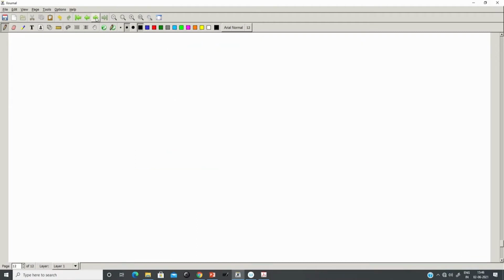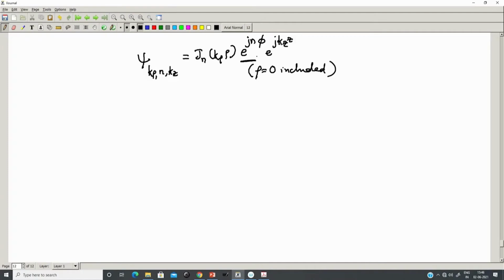In this case, the elementary wave functions will be of the form psi k rho n k z equal to J n k rho rho e to the power j n phi and e to the power j k z z, rho equal to 0 included. We have already encountered this function before as a solution to equation number 10, and we note that equation number 11 is pretty much of the same form as equation number 10. So, its solution is going to be e to the power j k z z.